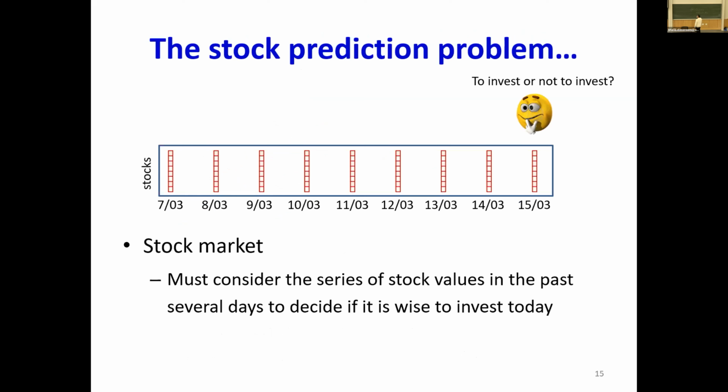So let's return to our stock market problem. We have to consider the series of stock values in the past to make a prediction about today. Typically, if I want to make a stock prediction about how a stock is going to behave today, I want to see what happened yesterday, what happened the day before, and so on. So now if you were to compose a neural network for a stock market problem of this kind, what would the network look like? Who's number 4?